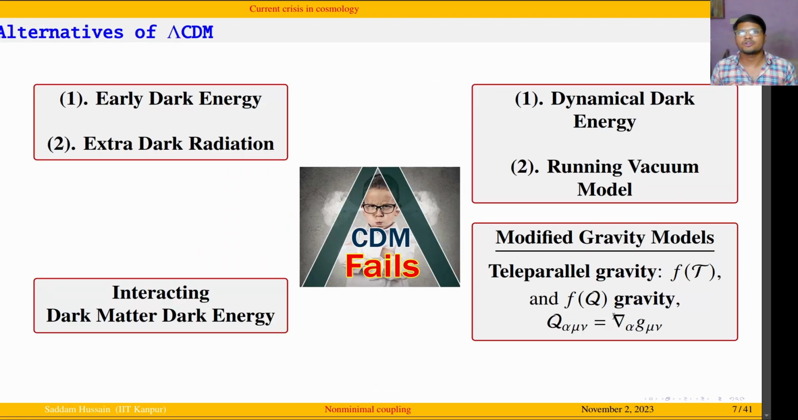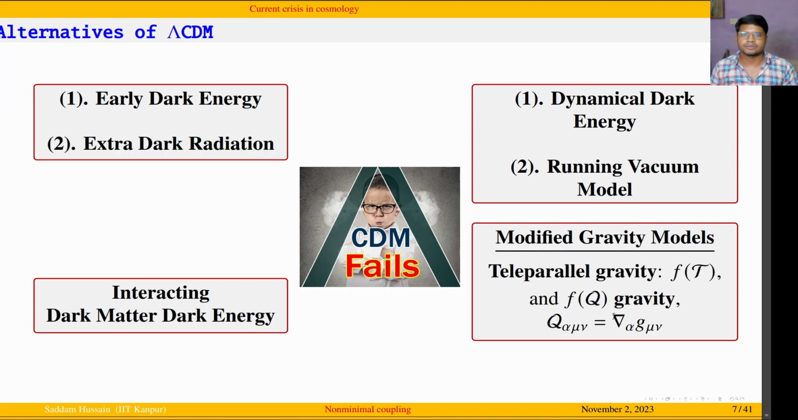What kind of alternatives can we think of? Theorists have already proposed a lot of alternatives, for example early dark energy. There could be some early dark energy during the radiation epoch. When the radiation epoch was ending, at the moment of radiation and matter density equality, there could be a peak of early dark energy. What does it do? It accelerates the universe, so that the Hubble value can increase if we are measuring the Hubble constant from the CMB. Similarly, there could be extra degrees of freedom due to dark radiation.